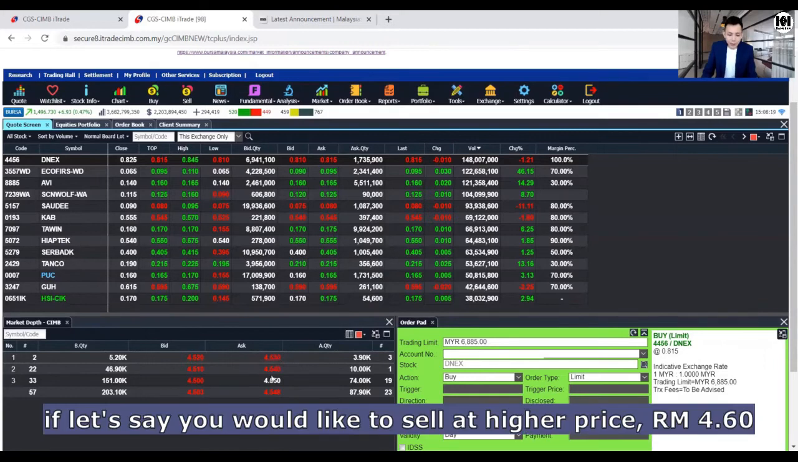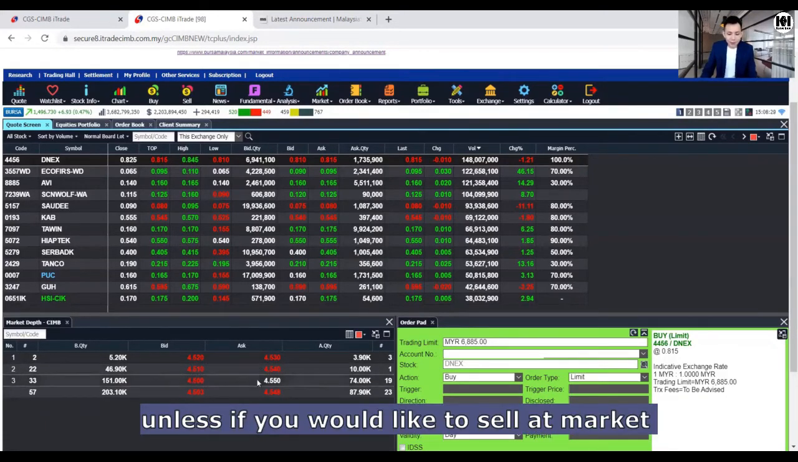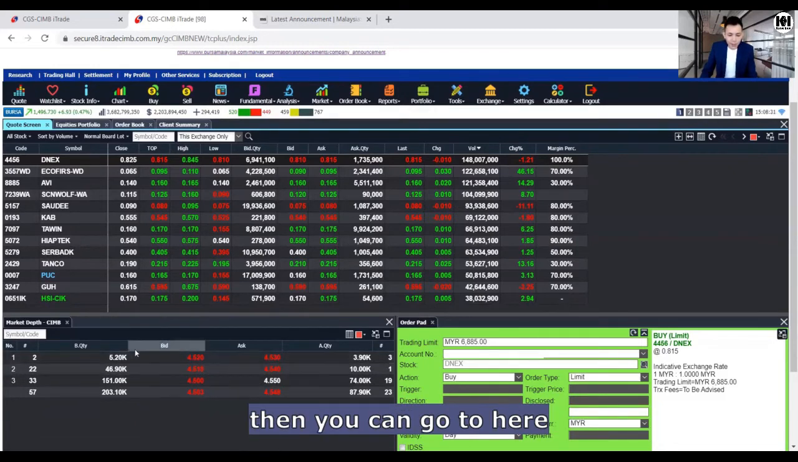If, let's say, you would like to sell at a higher price, 4 ringgit 60 cent, it will be at the ask price as well. You'll be queuing until there is a buyer who buys from you. Unless you want to sell at market, then you can go to here.